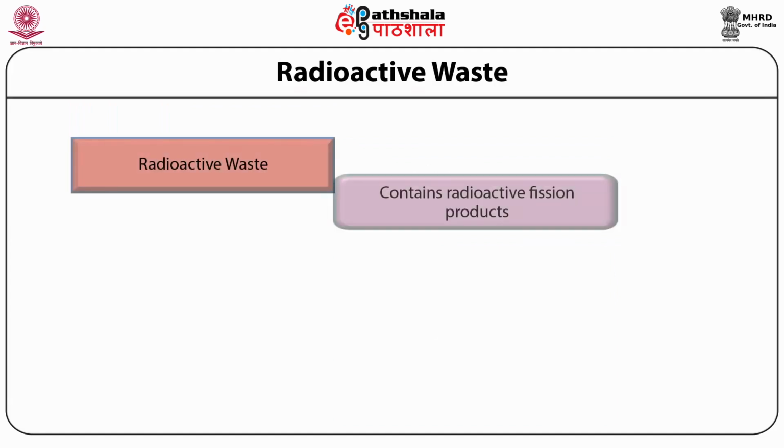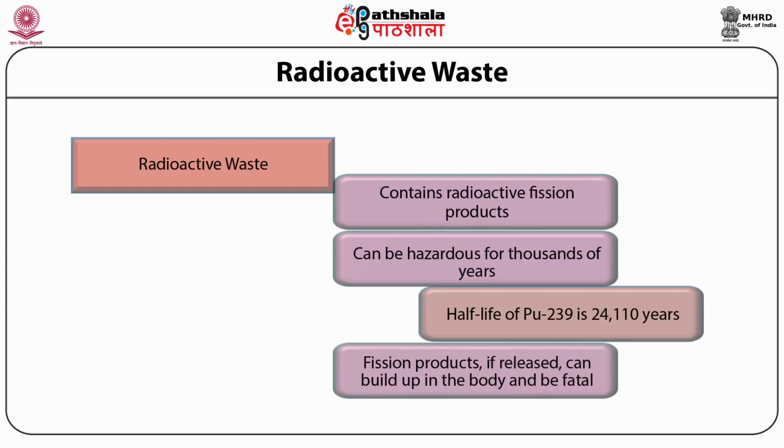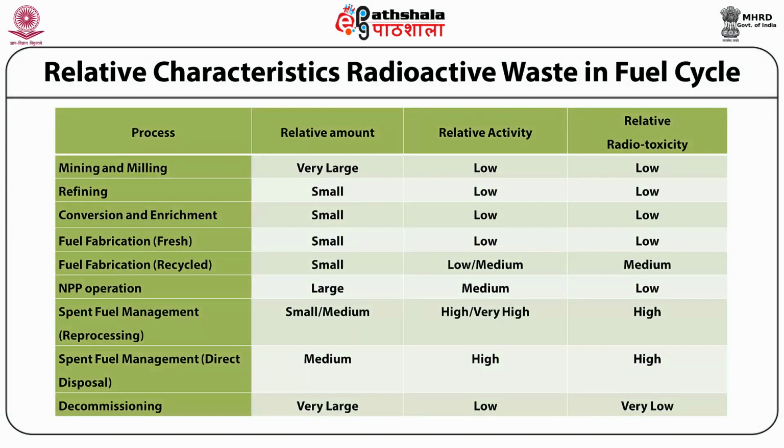Radioactive waste also contains radioactive fission products. They can be hazardous for thousands of years. These fission products, if released, can build up in the body and can be fatal. This table summarizes the previously discussed factors of waste generated at different stages of the fuel cycle, including reactor operation and decommissioning. However, the major waste types are recognized as high level waste, HLW, and low and intermediate level waste, LILW, with short and long lived nuclides.